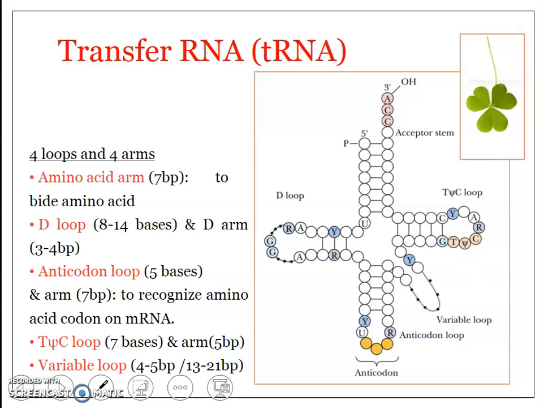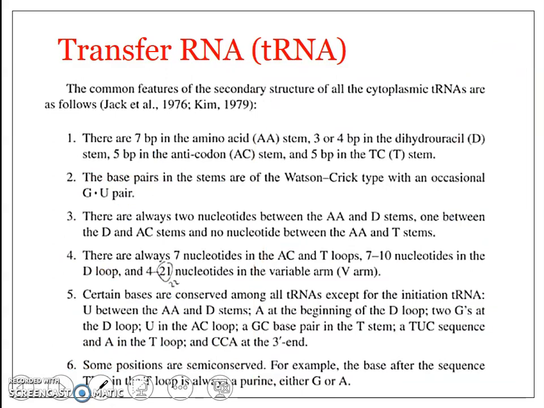Okay, and this particular loop is involved in the binding of tRNA with the ribosome during translation. So the D loop is involved in the binding of the enzyme which is required for the binding of tRNA with the amino acid. The anticodon is involved in the binding with the mRNA, specifically at the codon region. And the T-psi-C loop is involved in the binding of tRNA with the ribosome during translation. So it is known as the ribosome recognition site. Okay. Now, this is the whole clover leaf model.